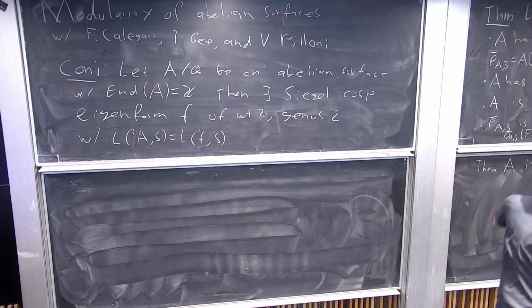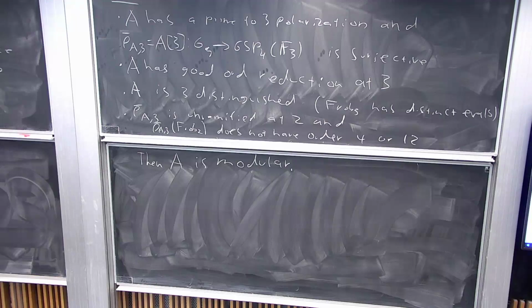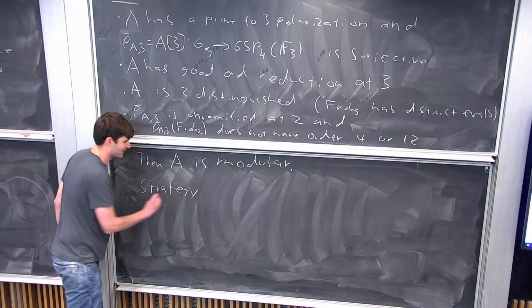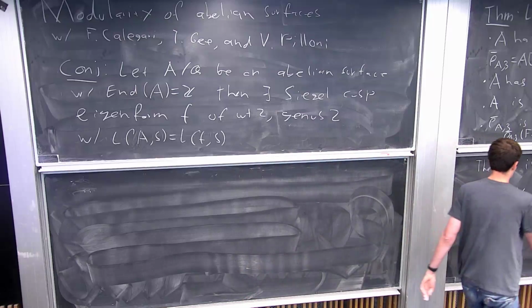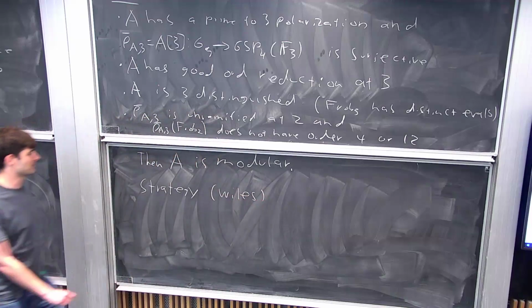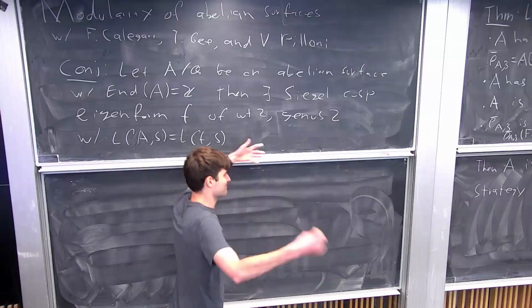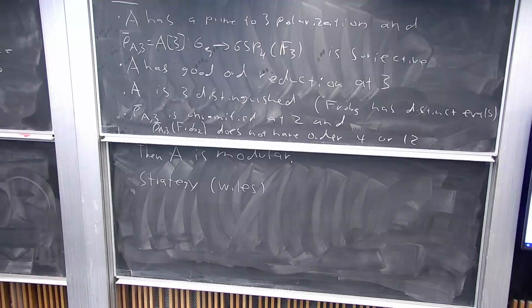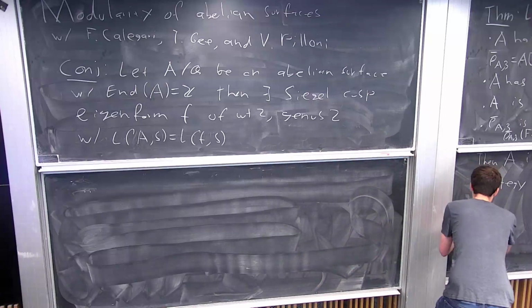Okay, good. So the strategy: to be honest, basically all such theorems are proved in roughly the same way, and it's a strategy dating back to the work of Wiles on the modularity of elliptic curves, and we're really just rehashing this over and over again for the last 30 years. So the strategy is, well, we're going to prove a modularity lifting theorem.